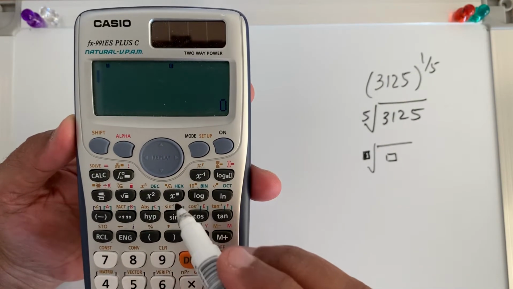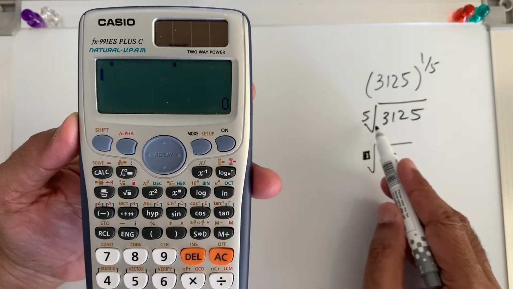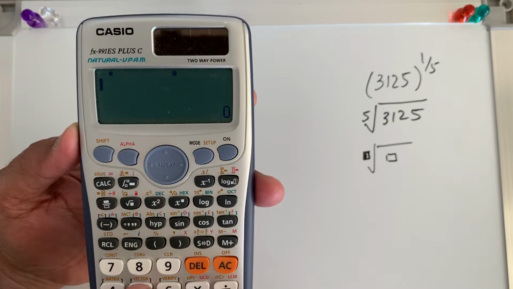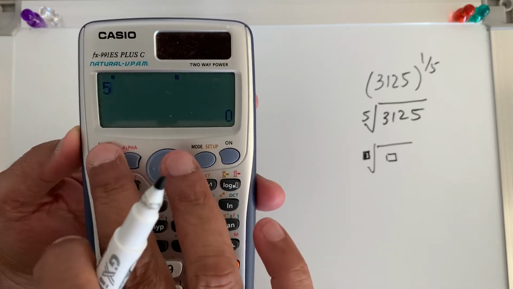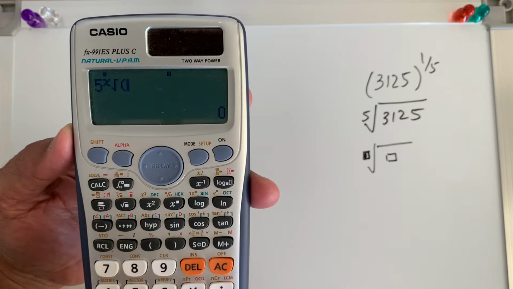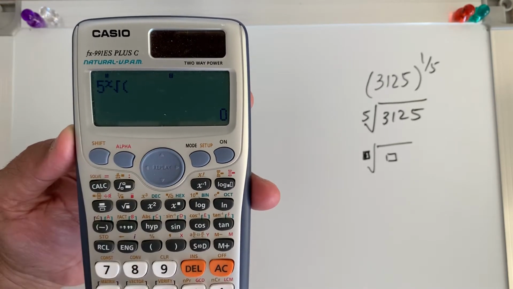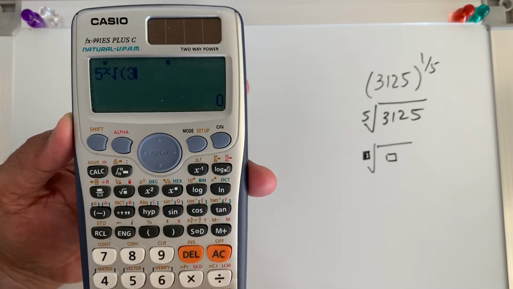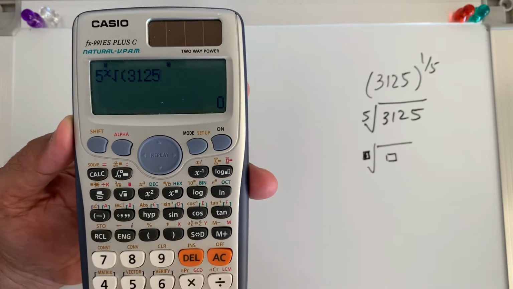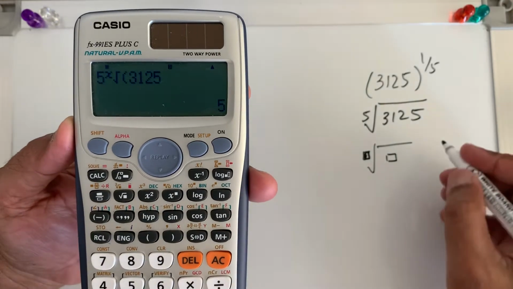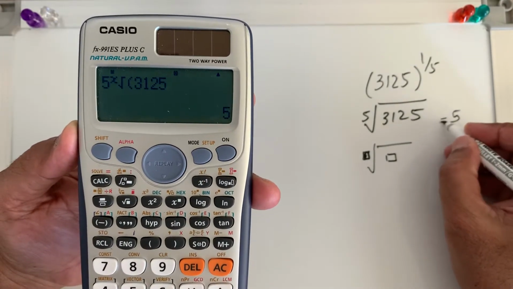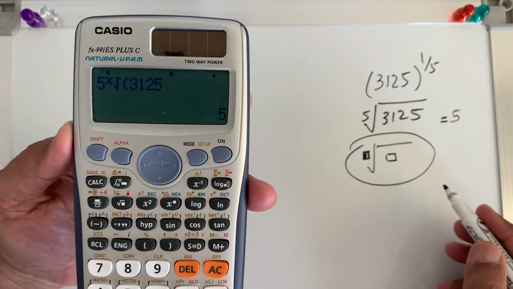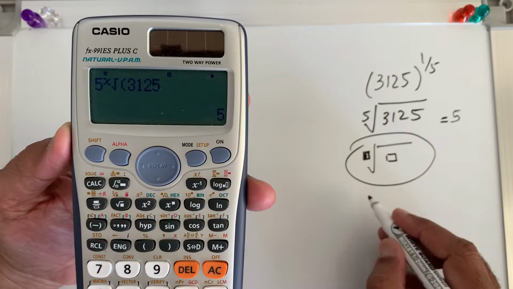This button is used like this: my question is the fifth root of 3125. If I want to take the fifth root, I will press 5 and then I will press shift and this button. It is saying that now I am going to take the fifth root of some number. What is that number? 3125. So my answer here is 5. We use that sign to take the fifth root of 3125, which is 5.